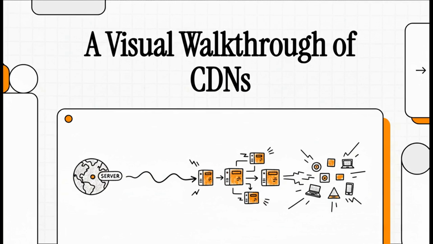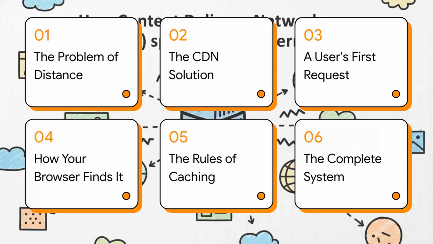Have you ever wondered how a website, hosted literally halfway across the world, can just pop up on your screen in a split second? Well, it's not magic, I promise you. It's something called a Content Delivery Network, or CDN. So today, we're going to do a visual walkthrough of how these things work and how they make the internet feel so incredibly fast.